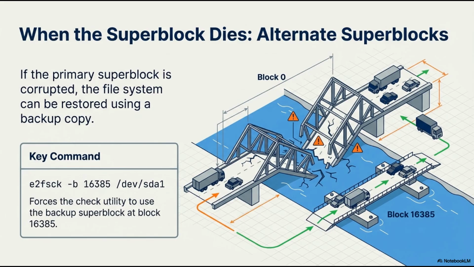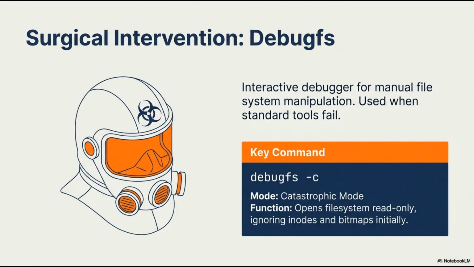Amazing. But what if it doesn't? Slide 10 is the nuclear option, surgical intervention, debugfs, and it specifically calls out catastrophic mode. Debugfs is an interactive shell. It lets you manually edit the file system structures. It's dangerous. But the catastrophic mode on the slide is for when the drive is so mangled that normal tools will crash just trying to look at it. The command is debugfs -c.